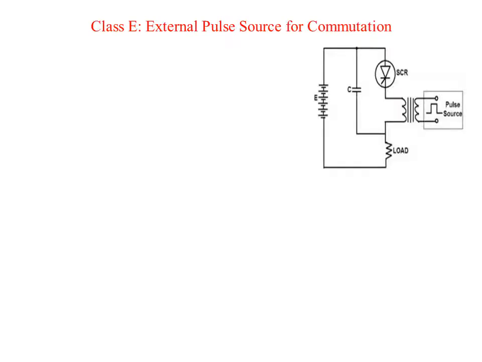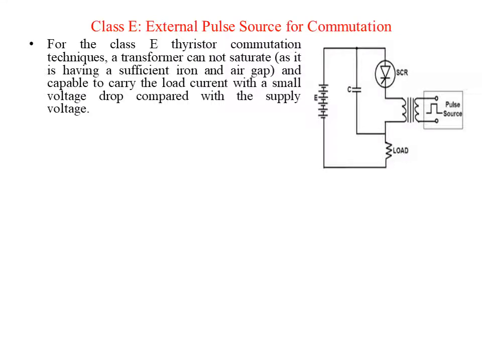Next type of classification is class E, that is external pulse source for commutation. The figure on the right hand shows the circuit connection for class E commutation method. For class E thyristor commutation techniques, a transformer cannot saturate as it has sufficient iron and air gap and is capable of carrying load current with a small voltage drop compared with the supply voltage.